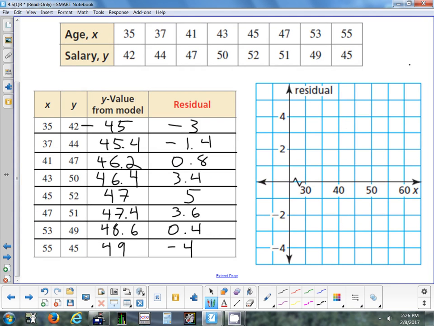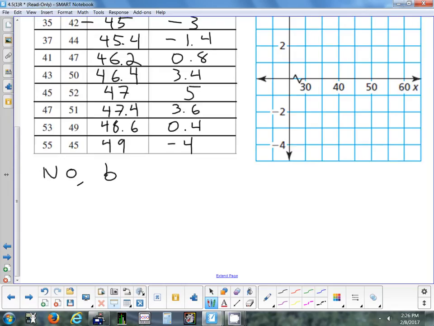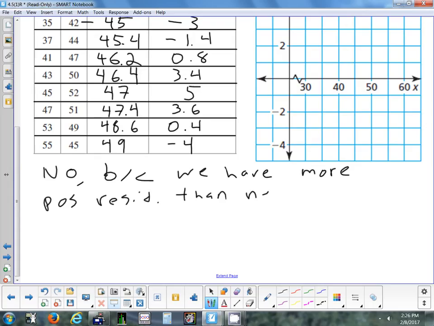All right, so let's just put down no, not a good fit because we have more positive residuals than negatives. It didn't balance out. We had more positive residuals than negatives. So this line is not a good fit. Any questions on that table?